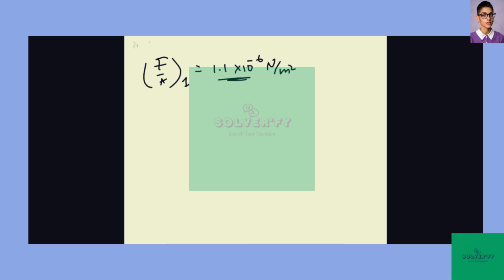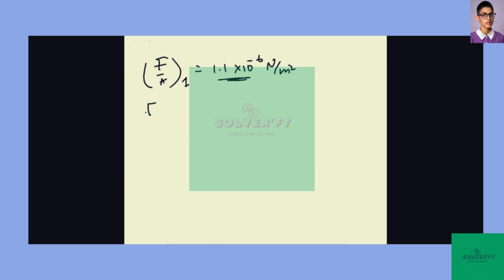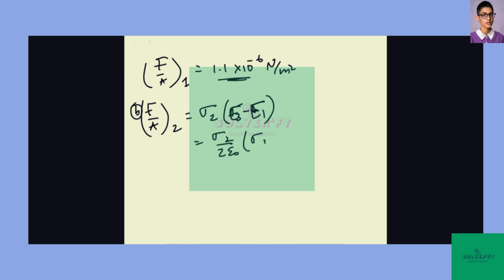Now, for the second sheet, the force due to the sigma 1 will be downwards, whereas the force due to the sigma 3 will be upwards. So we want to find the difference between F1 and F3. Now, F by A for 2 is equal to sigma 2 times E3 minus E1, which will be equal to sigma 2 by 2 epsilon naught times sigma 3 minus sigma 1.